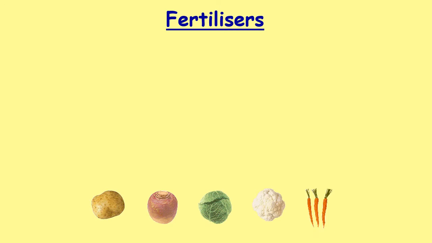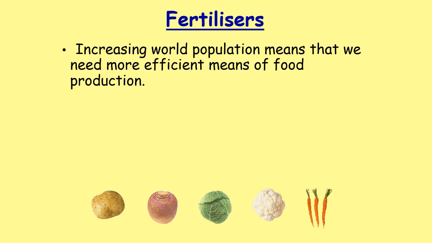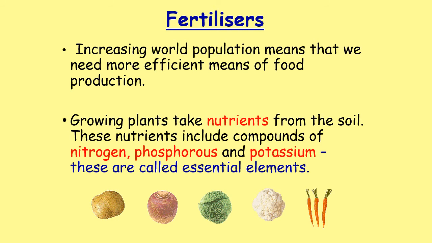So when we think about fertilizers, we should really be thinking about plants and crops. Now, as the world population has been constantly increasing, we need to find more efficient ways of producing food, otherwise we'll end up with starvation happening. Now, plants, as they grow, need nutrients from the soil.